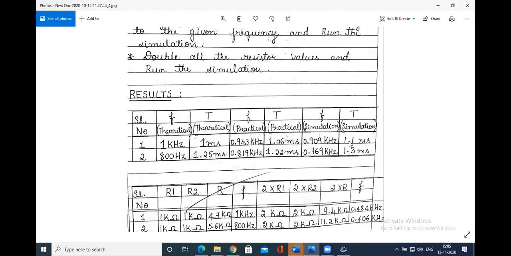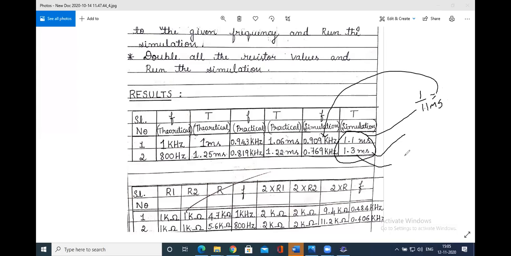Clear, all of you? The simulation has shown you how you get these values. So this has to be obtained. And on the reverse of 1 by 1.1 millisecond, you get 0.9. This you get. Similarly, 1.3, 1 divided by 1.3 millisecond. So you get this. I compare this value, the frequency, with my theoretical frequency.